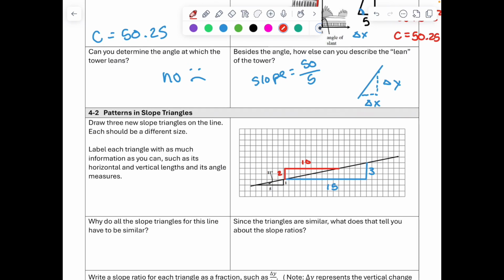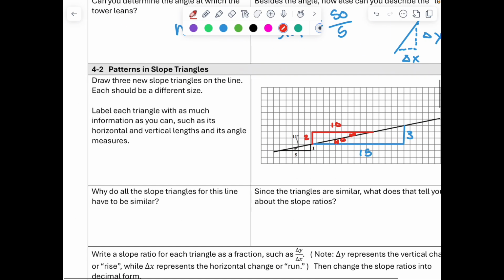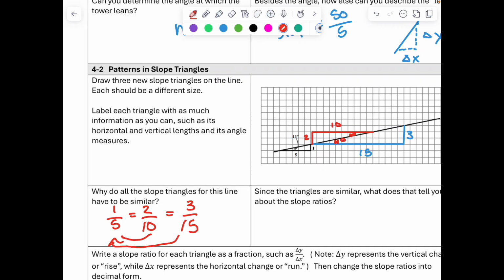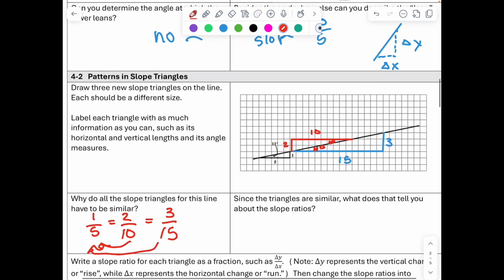Each triangle, label each triangle with as much information. If this is 11 degrees, then all of these should also be 11 degrees, right? So all the slope triangles have to be similar, right? 1 over 5, 2 over 10, and 3 over 15. Those all simplify down to 1 over 5. And since the triangles are similar, what does that tell you about the slope ratios? The slope ratios are the same, right? All those angles should be the same.